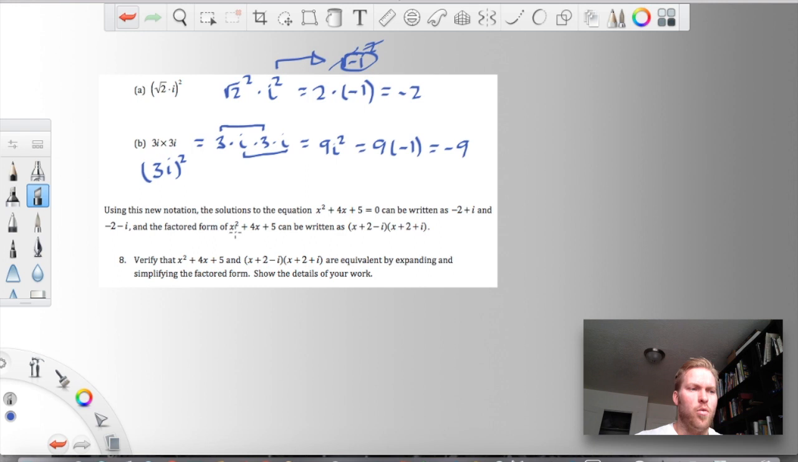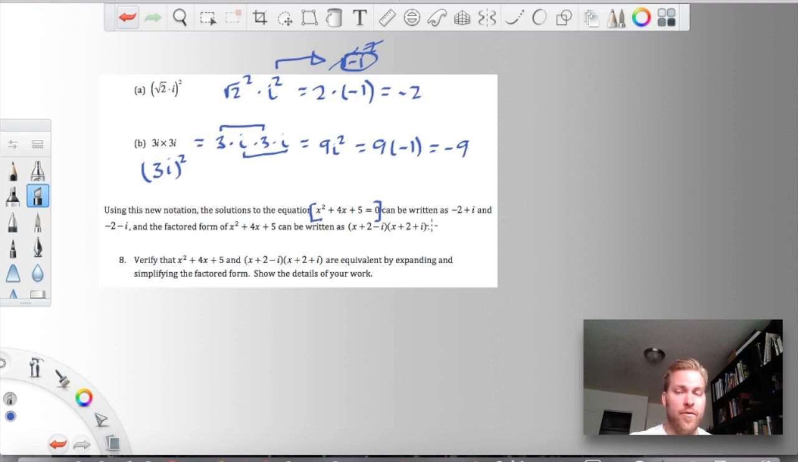We have this function here, and I'll just read this. It says, using this new notation, the solutions to the equation x squared plus 4x plus 5 equals 0 can be written as -2 plus i and -2 minus i, and the factored form of x squared plus 4x plus 5 can be written as (x plus 2 minus i) times (x plus 2 plus i). So essentially what they're saying is we've got this quadratic function, and this quadratic function has no x-intercepts. But we can still write it in factored form, right?